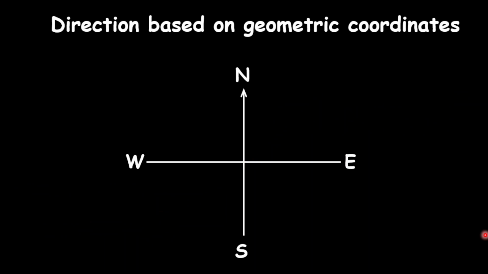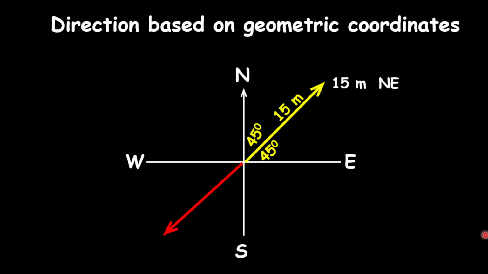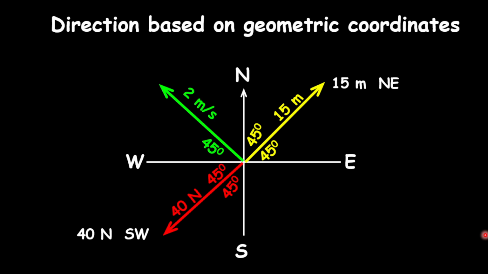Now look at another set of examples. In this set, let's say we're going exactly between north and east at 15 meters. How do you state this? It's simply 15 meters northeast. In a similar way, if you go exactly between west and south, which is halfway, 45 degrees, and let's say this is 40 newtons, then this will definitely be 40 newtons southwest. Another example is 2 meters per second exactly between west and north. We're going to say 2 meters per second northwest.